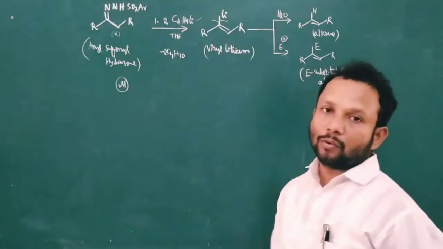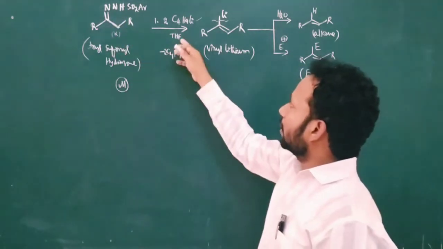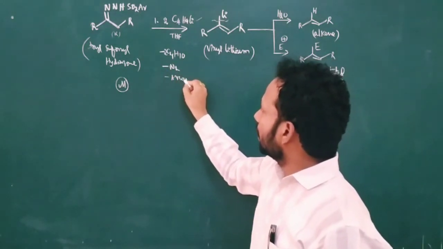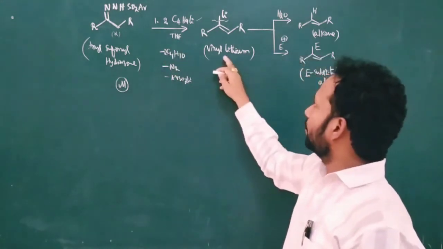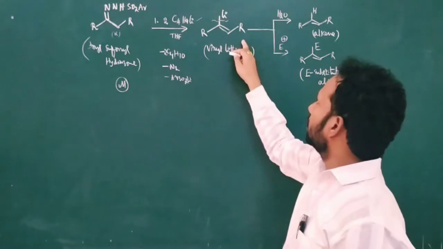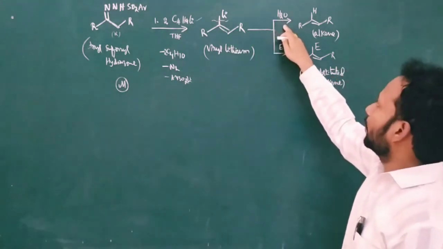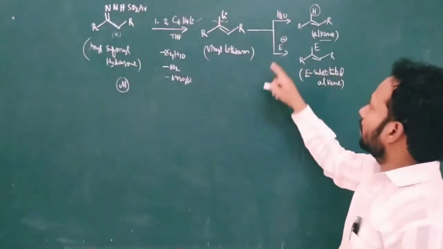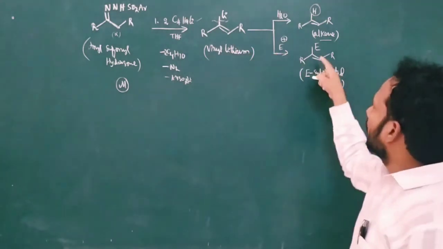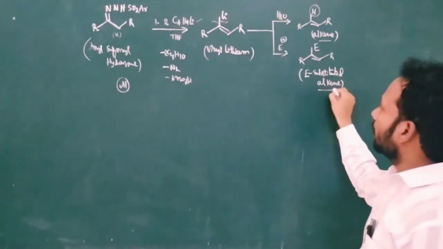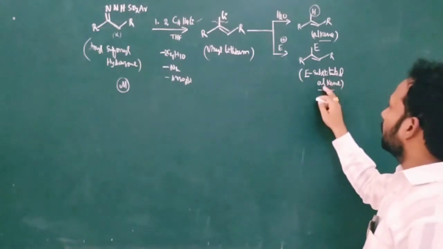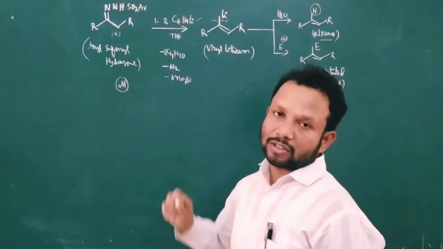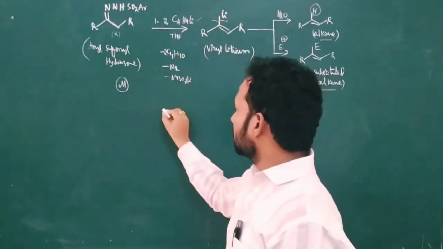After that, loss of 2 groups, one is nitrogen and another one is the aryl sulfonyl group, forms vinyl lithium. This vinyl lithium is further treated with hydrolysis to form alkene, or reacts with electrophile to form electrophile substituted alkene. So this is the equation of Shapiro reaction. See the mechanism of this reaction.